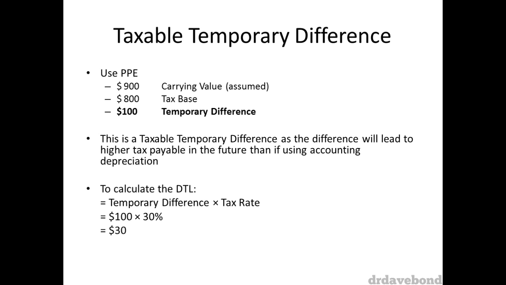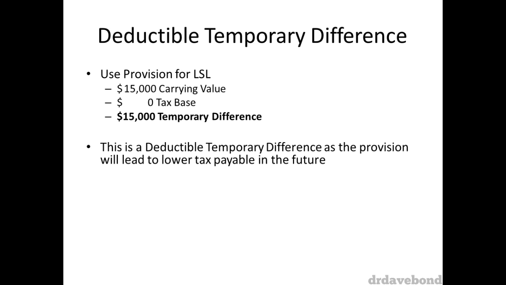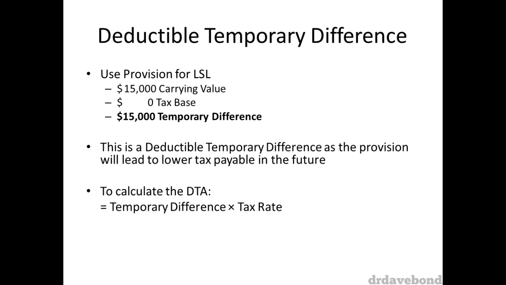For deductible temporary differences, let's take the provision for long service leave example. Taking a $15,000 carrying value and a zero tax base, we end up with a $15,000 temporary difference. This is a deductible temporary difference, as this difference will lead to a lower tax payable in the future. To get the DTA, simply multiply the temporary difference by the tax rate, which gives us a DTA of $4,500.